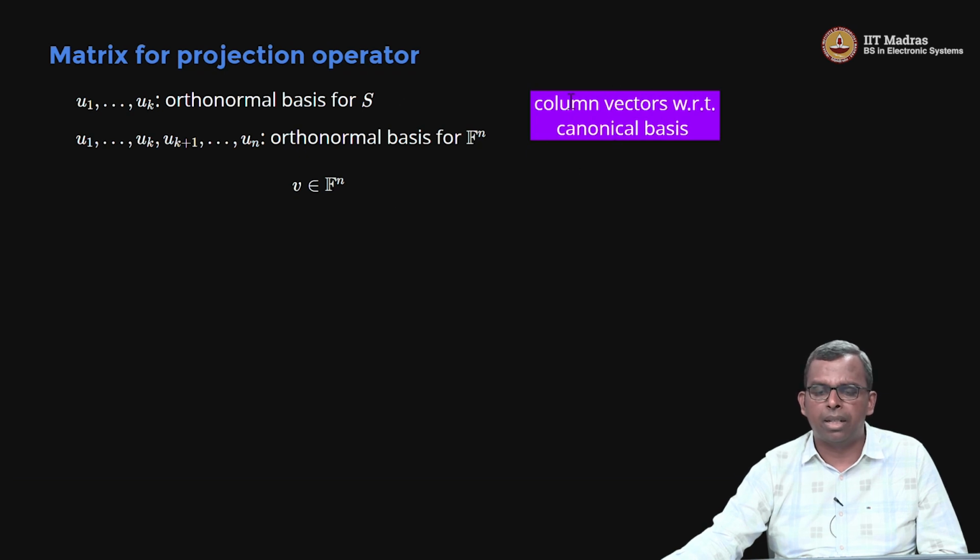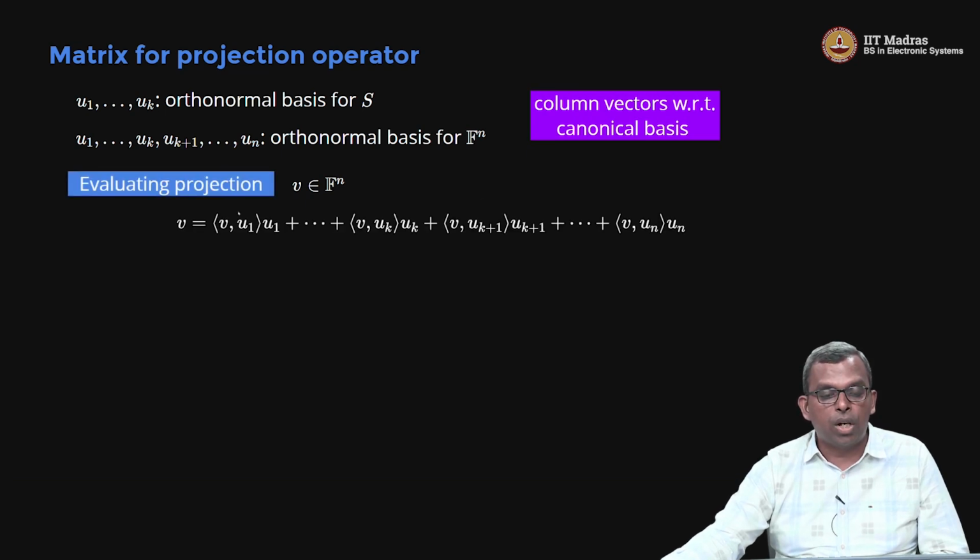Okay, keep that in mind. They are all column vectors with respect to the canonical basis. All of these are column vectors. They are of course orthonormal. Now, I have a vector V in Fn, which is also a column vector in the canonical basis. Think of it that way, because I am thinking matrix with respect to a basis. The basis we picked is the canonical basis. Okay. So, if I want to evaluate the projection of this V onto this subspace S, how do I do it?